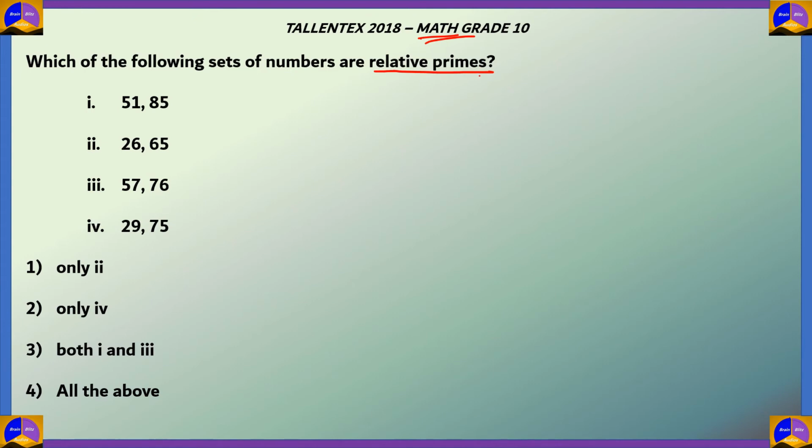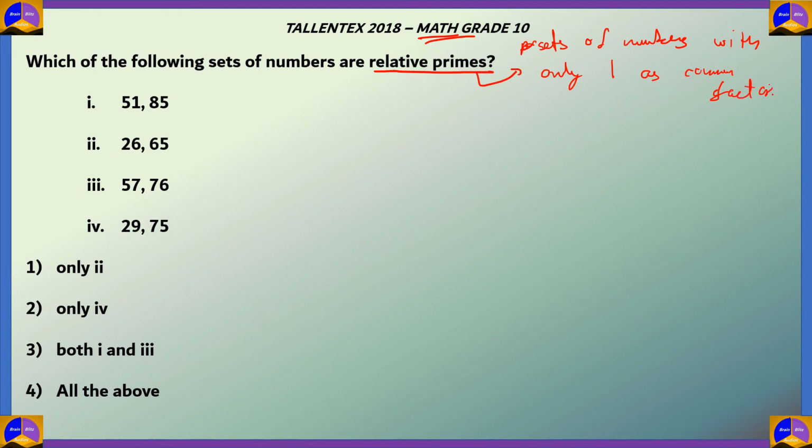Now, let's look at what are relative primes. Relative primes are sets of numbers with only 1 as common factor.